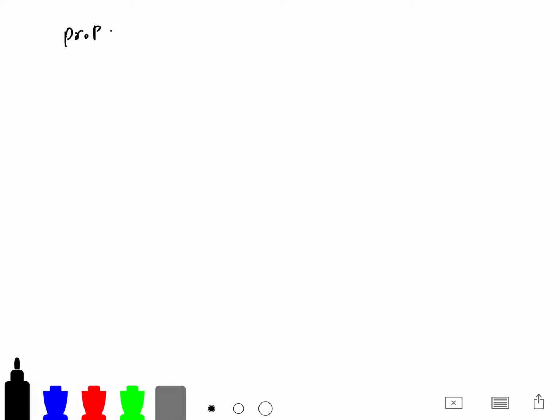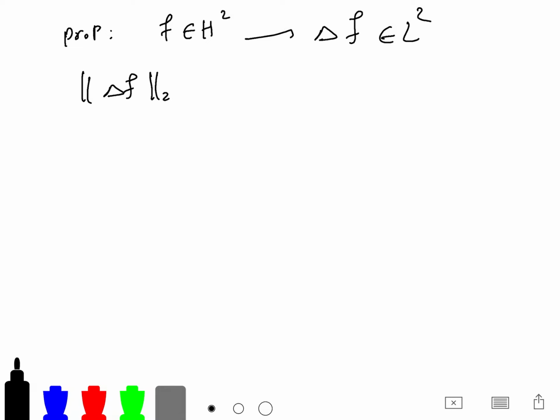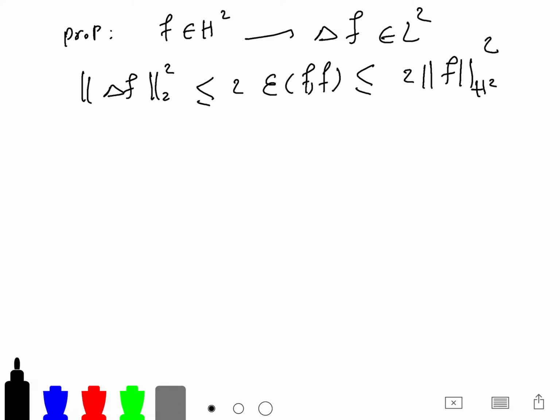Another proposition which is very important is that if f is in H2, then the Laplacian of f is in L2, and the L2 norm of the Laplacian squared is upper bounded by 2 times the energy of f and f, and it is upper bounded by 2 times the H2 norm of f squared. And the proof is very simple.